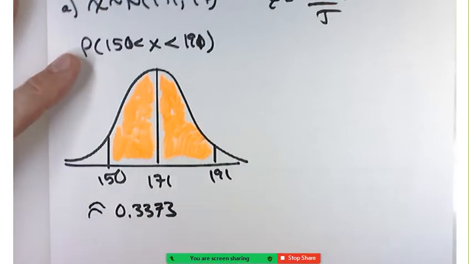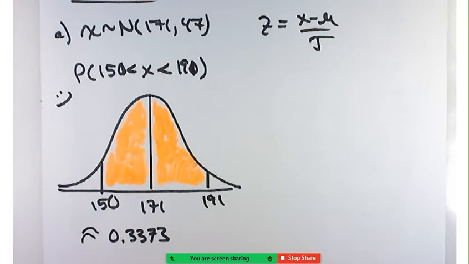Now the next part is worth 6 points. This first part's worth 4 points. So where am I putting the emphasis on this problem? Yeah, on part B. All right, so let's take a look at part B here and see what's going on there.